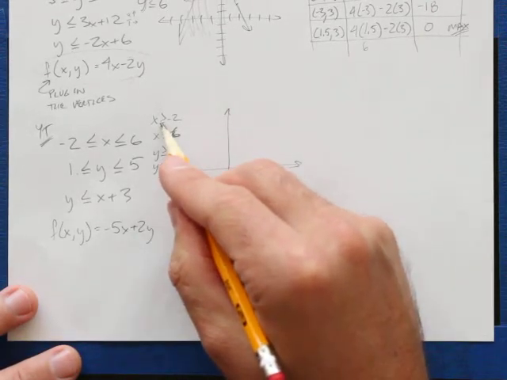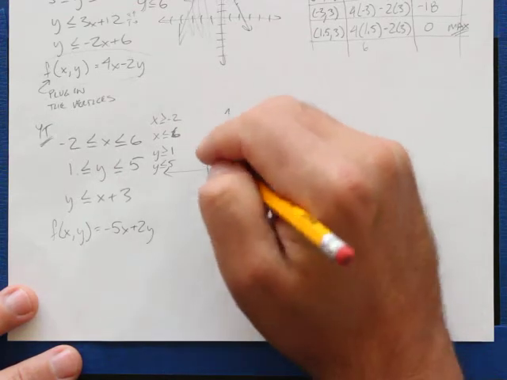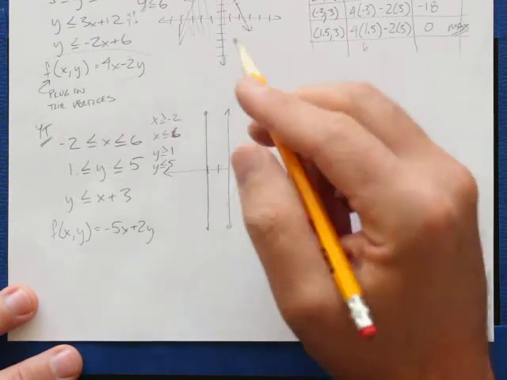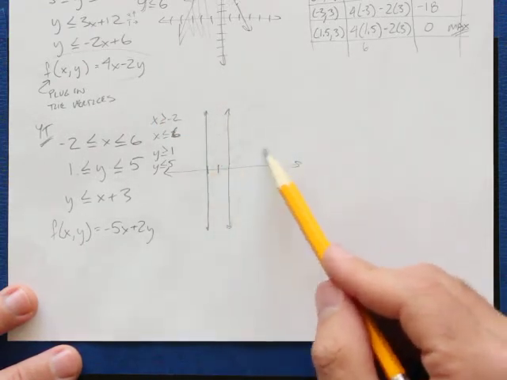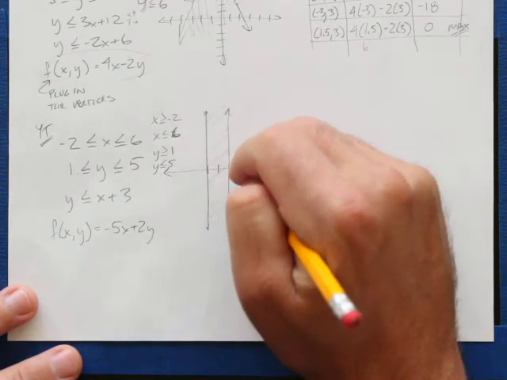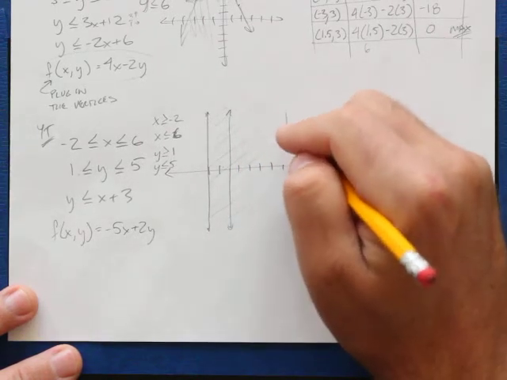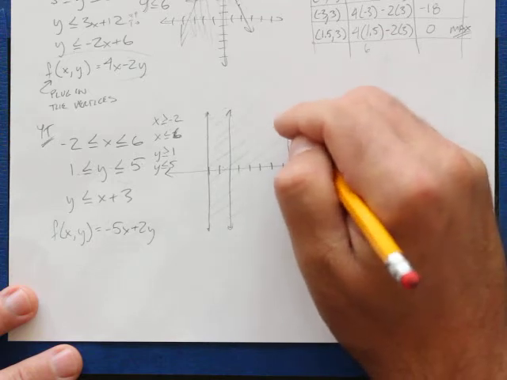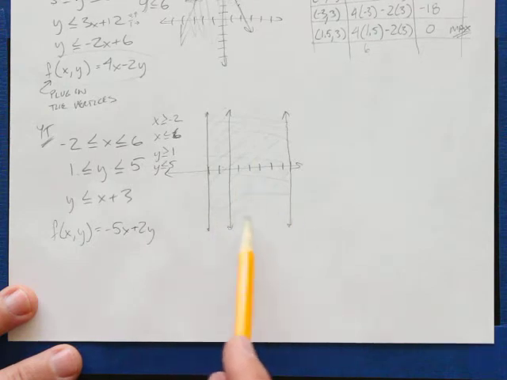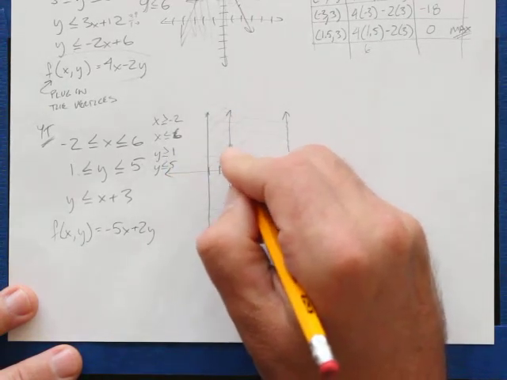X equals negative 2. I just go to negative 2, and I draw my line. And x is greater than, so I'm going to go this way. And then x equals 6. 1, 2, 3, 4, 5, 6. Draw a vertical line at x equals 6. And then x is less than, so I'm going to shade back this way. Now, y is 1, 2, 3.